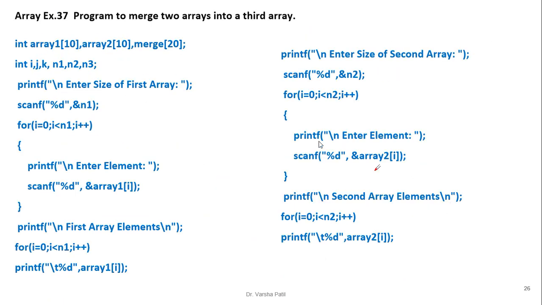Now this program is very easy. Write a program to merge two arrays into a third array. Now see, this is simple: accept the array size, accept the array elements, display the array elements, accept the size of the second array, accept the array elements and display them. So this is the basic procedure.